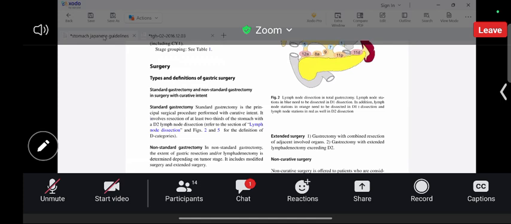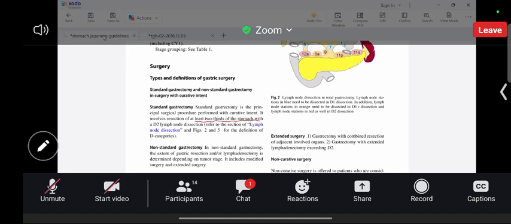So now there are types, or definitions, of gastric surgery. Standard gastrectomy and non-standard gastrectomy are the two types. What is standard? Standard gastrectomy is the principal surgical procedure performed with curative intent. It involves resection of at least 2/3 of the stomach with D2 lymph node dissection. And these D categories we will read further.